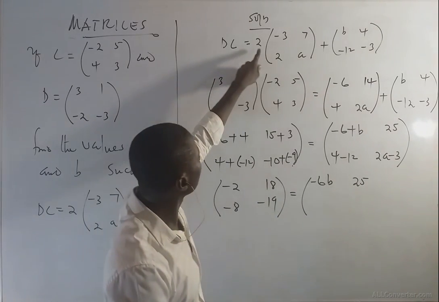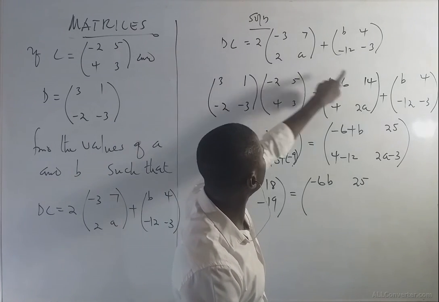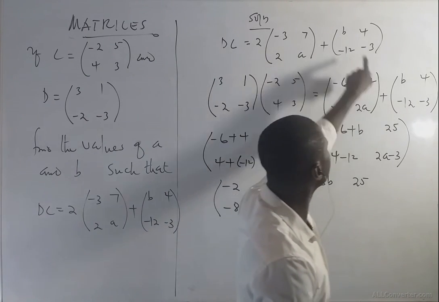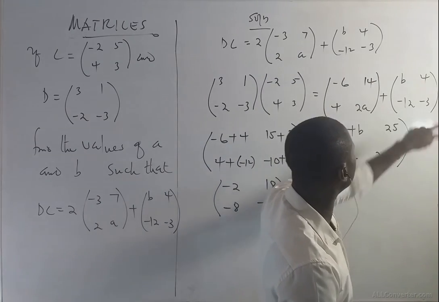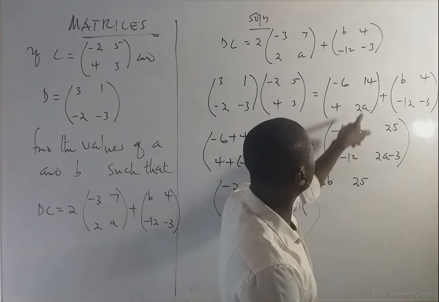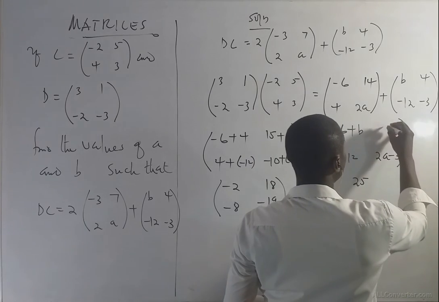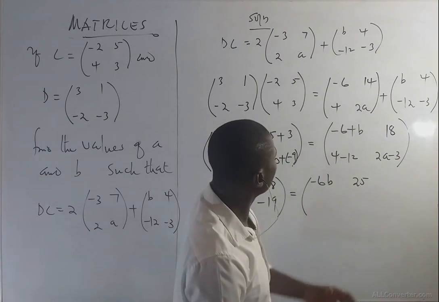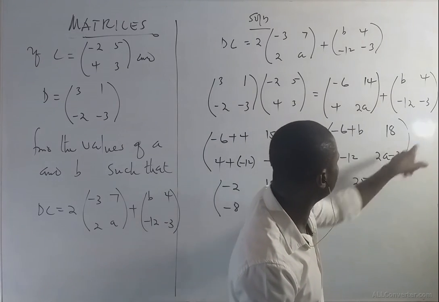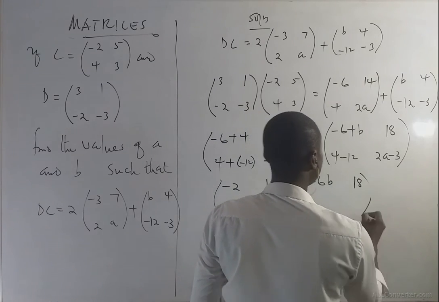Check it very well. Now we have 2 times minus 3, that's minus 6. 2 times 7 is 14, right? Okay, 2 times 2 is 4. Then 2 times a is 2a. That's right. So plus b, 4, minus 12, minus 3. Okay, so this is what we have. And so minus 6 plus b. We have minus 6 plus b here. Then we have 14 plus 4. Okay, so this is supposed to give us 18 rather. Okay, 18. Then we have 4 plus minus 12, and that is 4 minus 12. Okay, so we have 2a plus minus 3. That is 2a minus 3. That's right. So this is 18, not 25. It's 18. And I guess you understand what is happening.